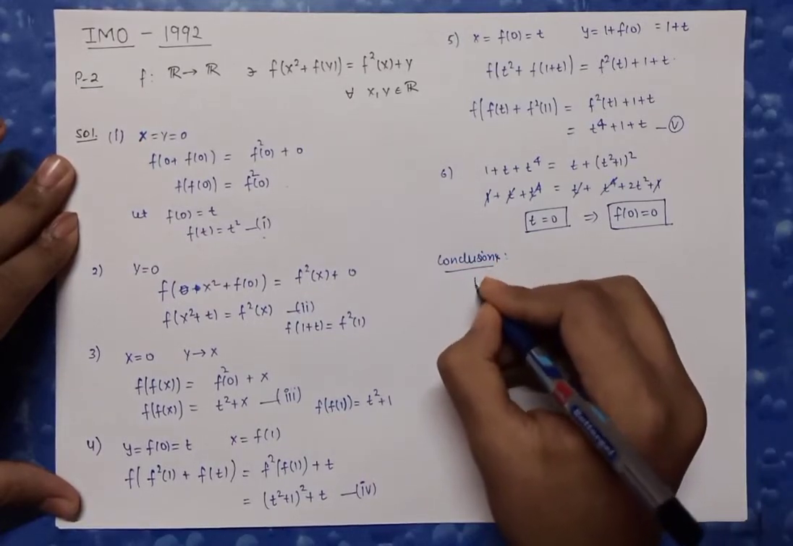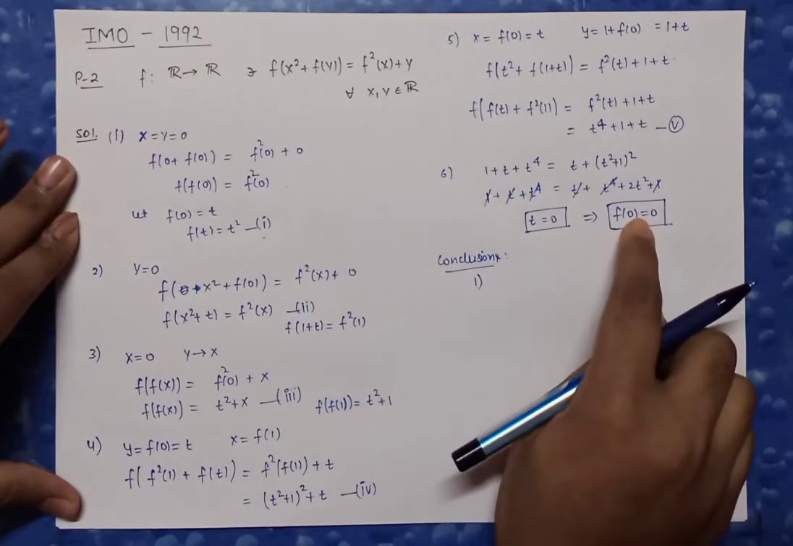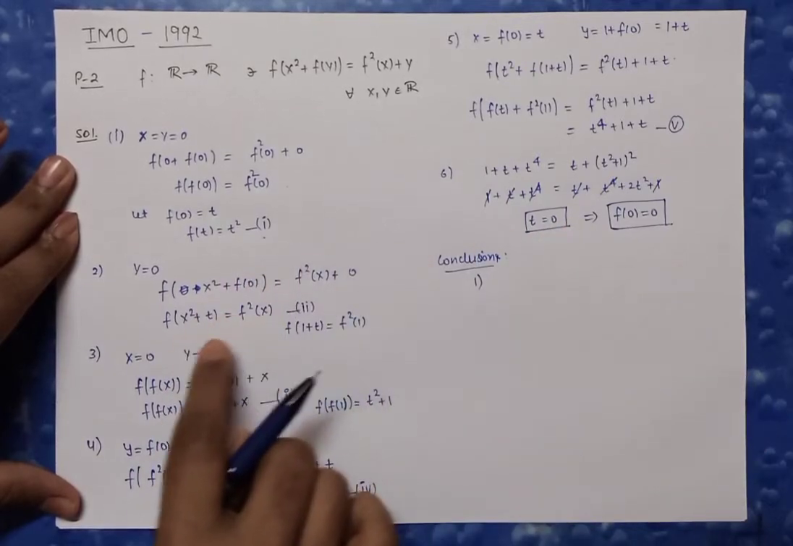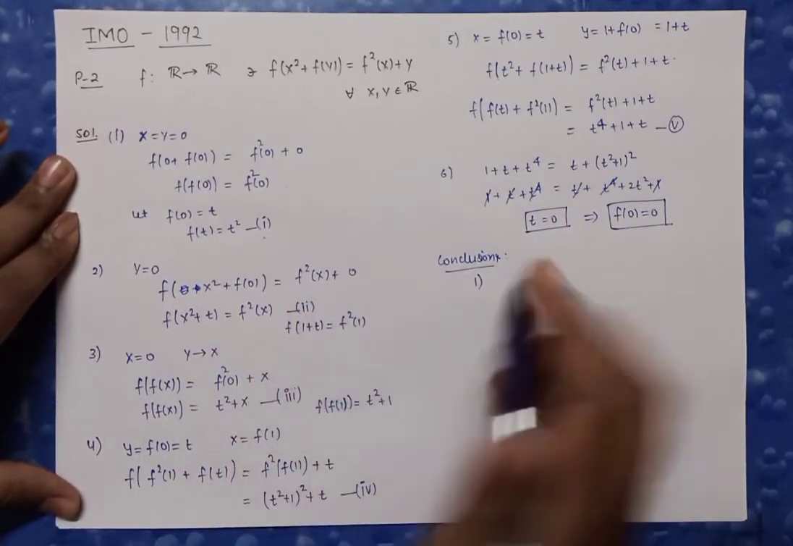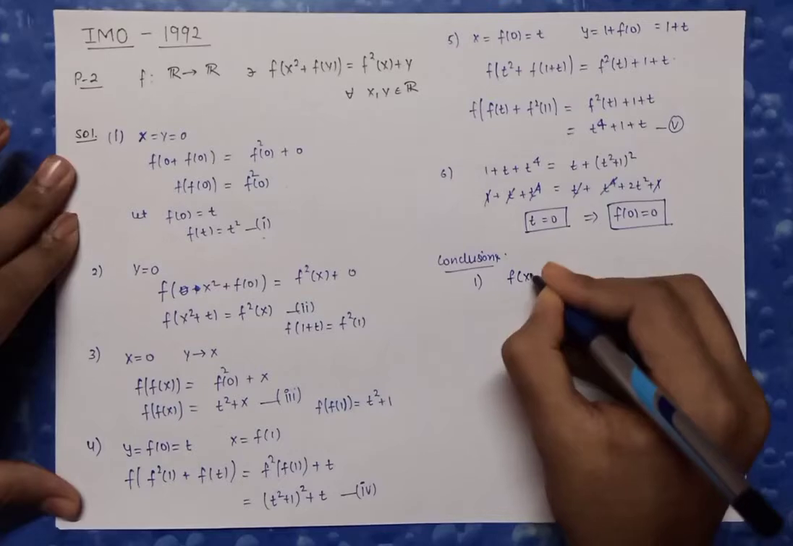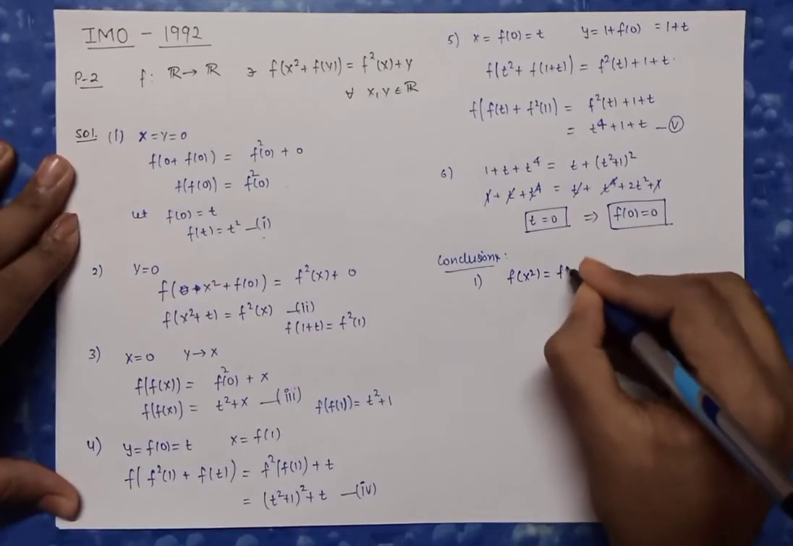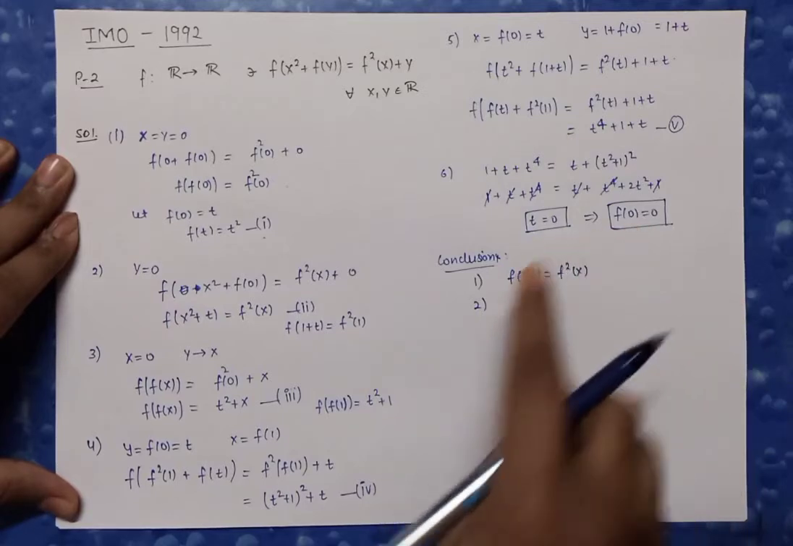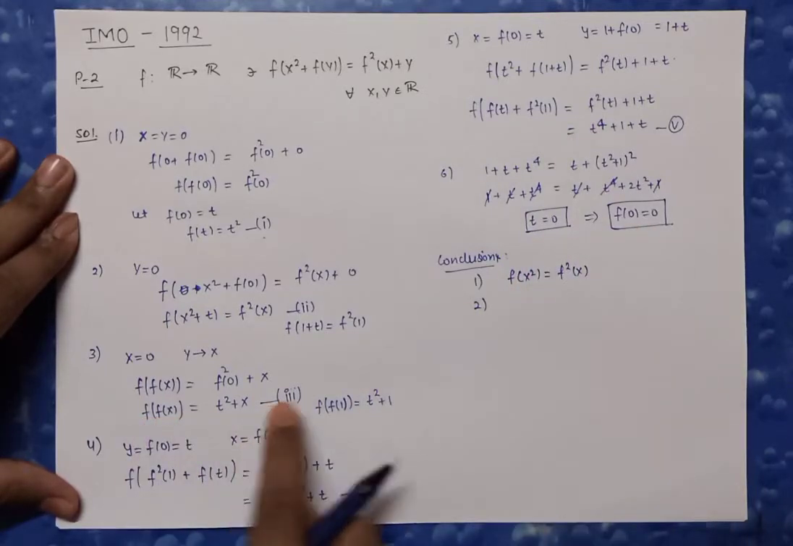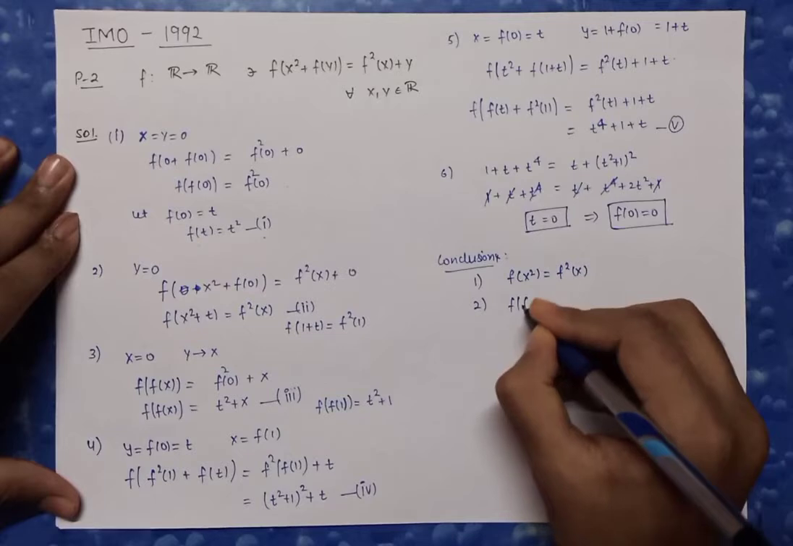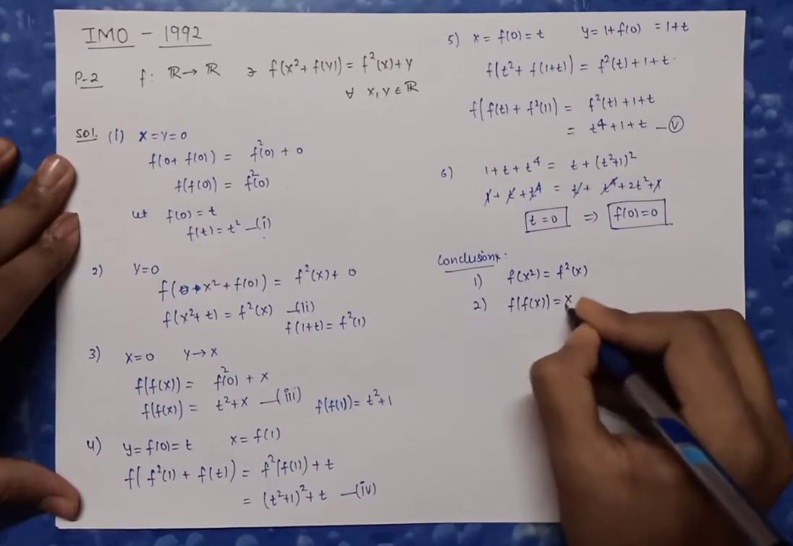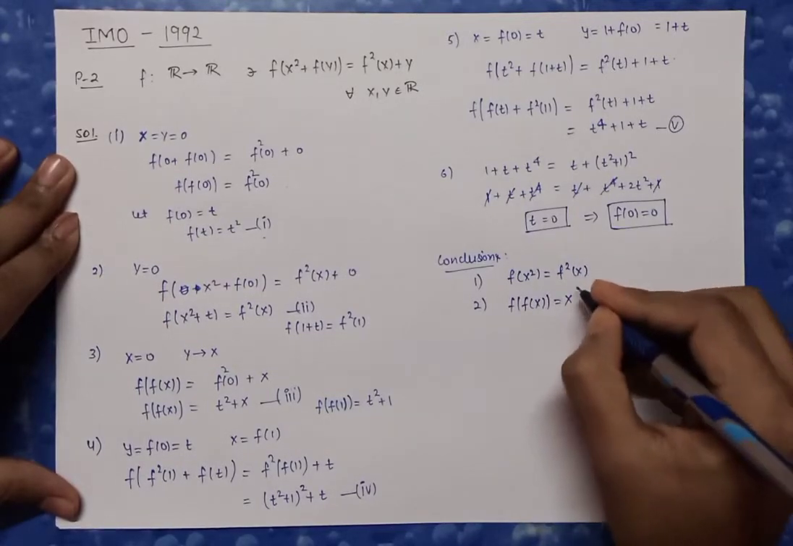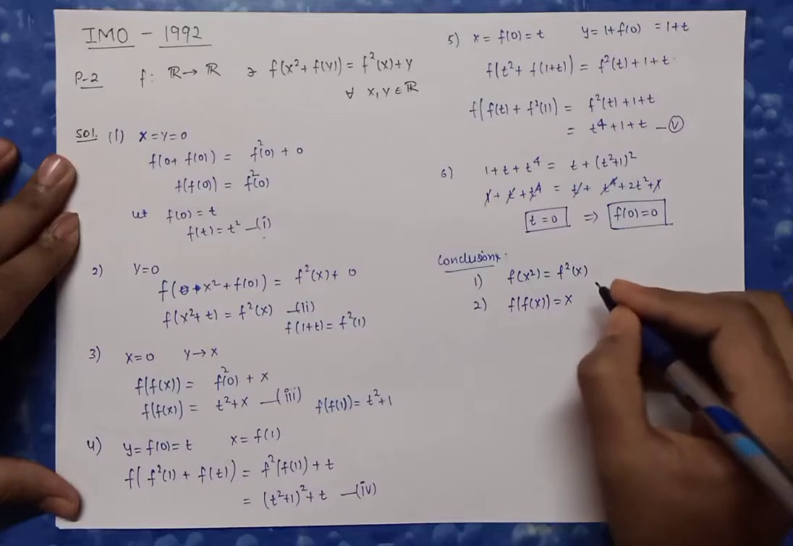Conclusion number 1 is, if I substitute t equals to 0 over here in equation number 2, I will get f of x square equals to f square x. And if I substitute t equals to 0 in equation number 3, then what I will get is f of x equals to x, and these two equations will be satisfied for all x belongs to real numbers.